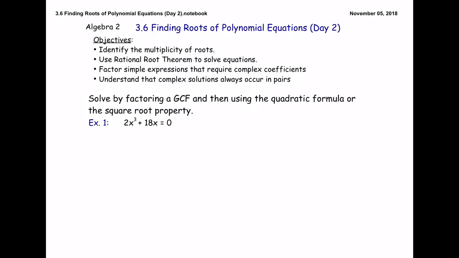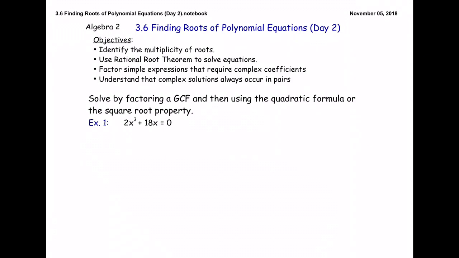3.6 Finding Roots of Polynomial Equations, Day 2. Today you will identify the multiplicity of roots, you will use the rational root theorem to solve equations, you will factor simple expressions that require complex coefficients, and you will understand that complex solutions always occur in pairs.